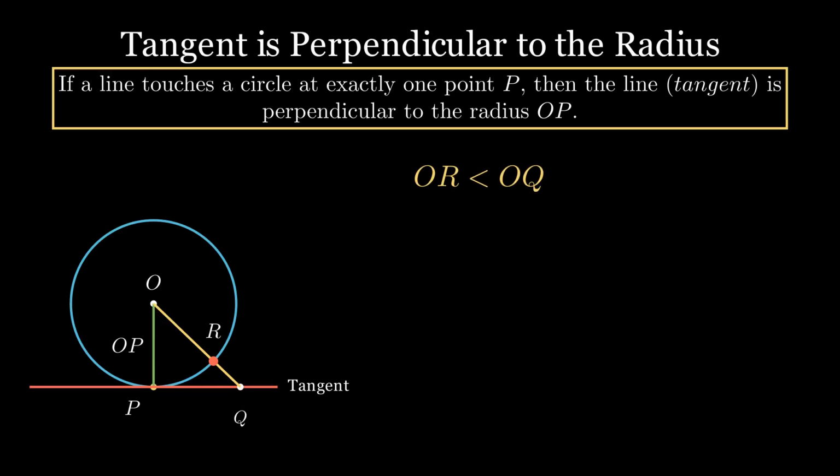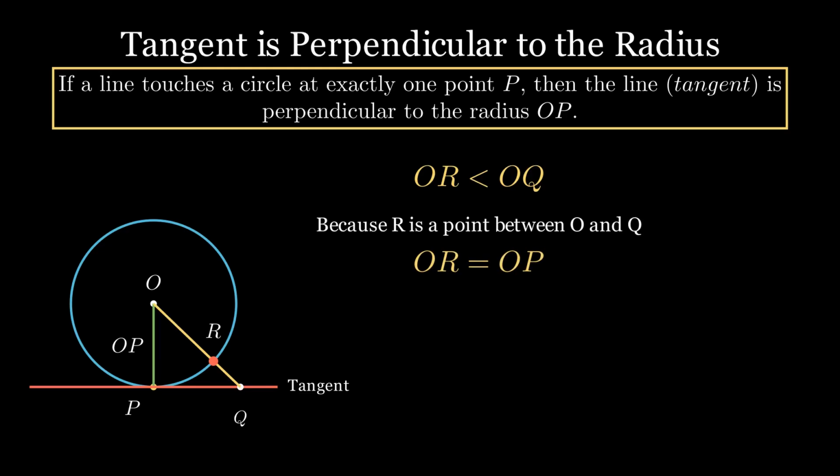From this picture, we can say OR is less than OQ, because R is a point between O and Q. Again, OR equals OP, because they are radii. Therefore, OP is less than OQ.